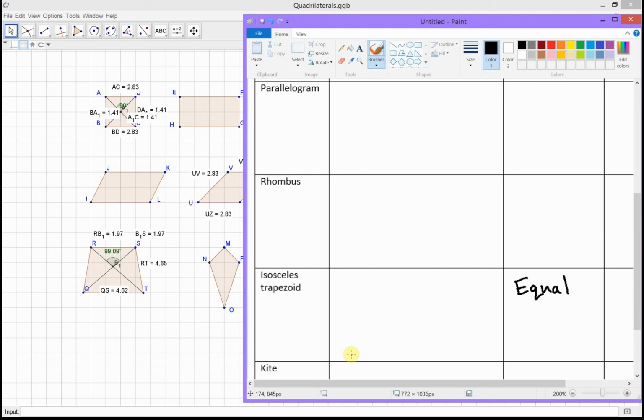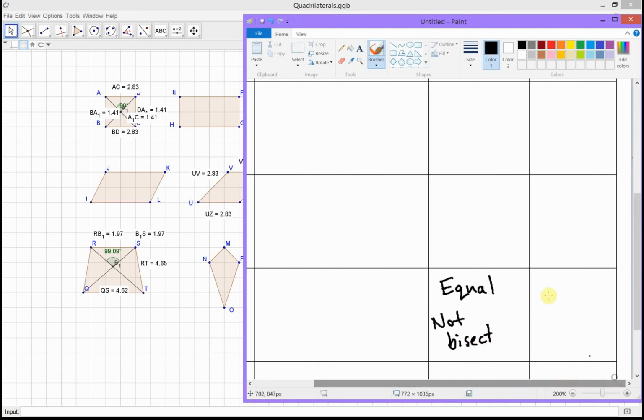So the trapezoid, we saw that the diagonals were equal, and did they bisect each other? No, not bisecting. They intersect, but they don't bisect, because that means exactly in half. They don't cut each other exactly in half. And the angle was not 90 degrees. So continue to go through and figure out if the diagonals are equal, if they bisect each other, and if the angle is a 90-degree angle.